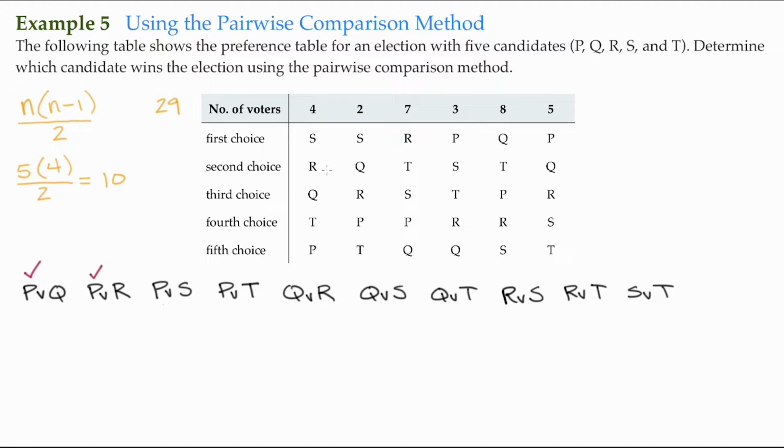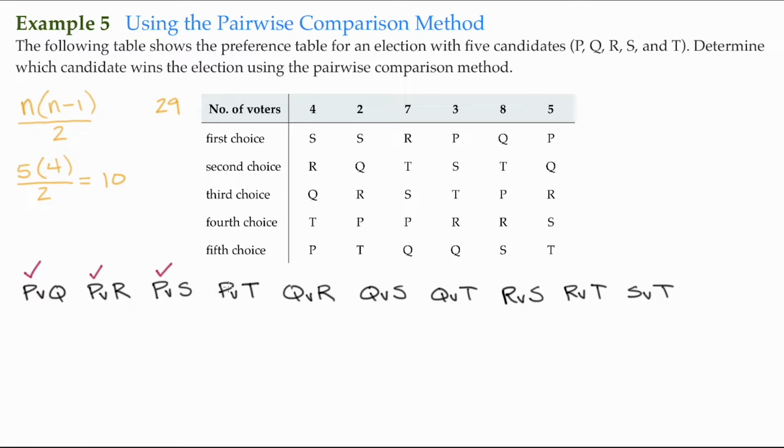P compared to S. S is higher than P. S is higher than P. S higher than P here. P is higher than S, so P gets 3 points. P is higher than S, so it gets another 8 points. That's 11. And P is higher than S, winds up 16, so P winds up winning again.